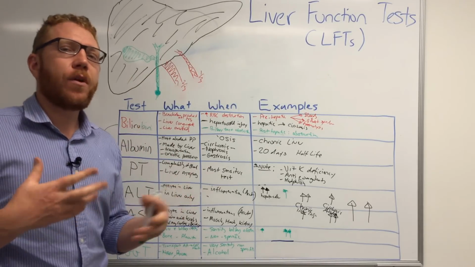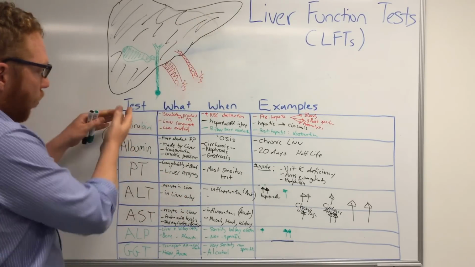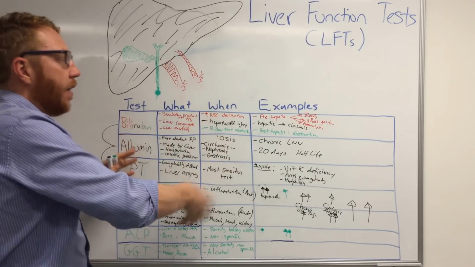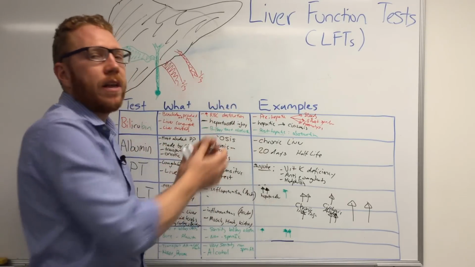So hopefully this has somewhat helped you to understand the liver function tests, what the 7 are, and when they're likely to be raised and out of whack, and then the examples of when they're likely to be.